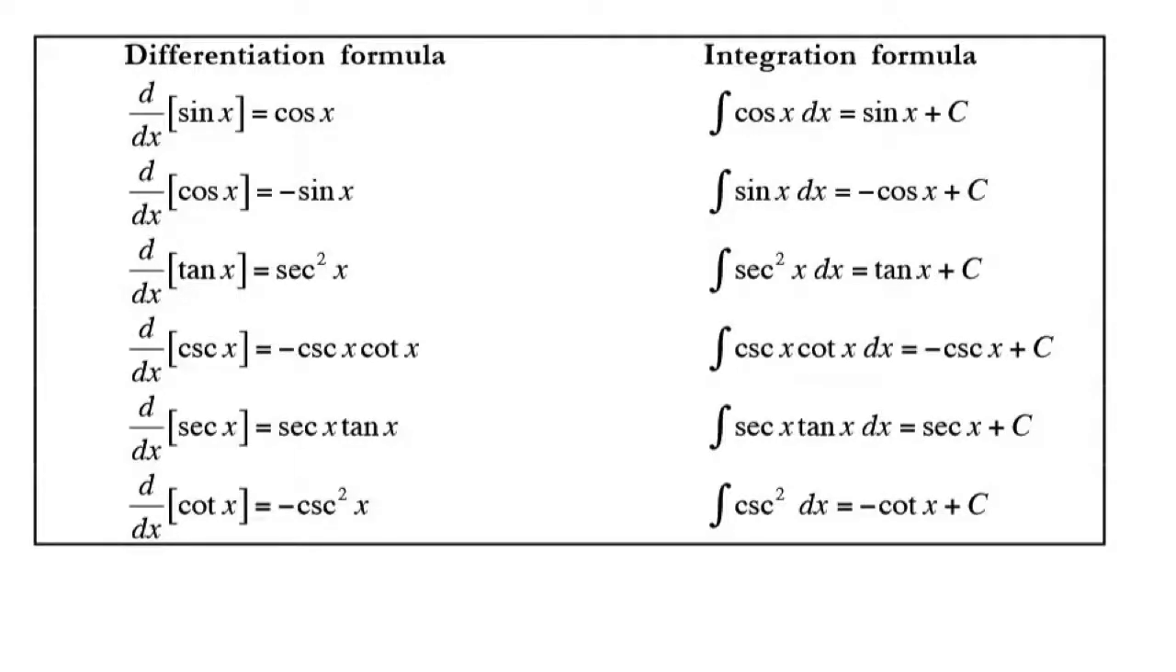Right, and now we're going to talk about trig. And notice here we have all of our differentiation formulas, and if we integrate cosine, well, we get back sine, because that's what we took the derivative of.